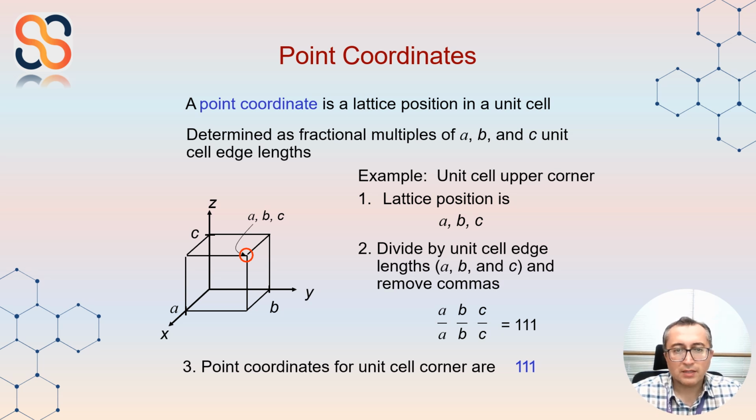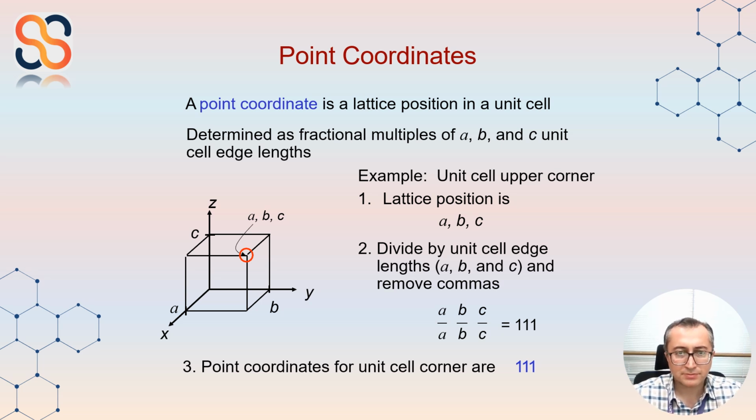Let's start with point coordinates. When we talk about point coordinates, we are just referring to a specific position within a unit cell lattice. We describe this position using fractions of the unit cell's edge lengths, labeled as a, b, and c.